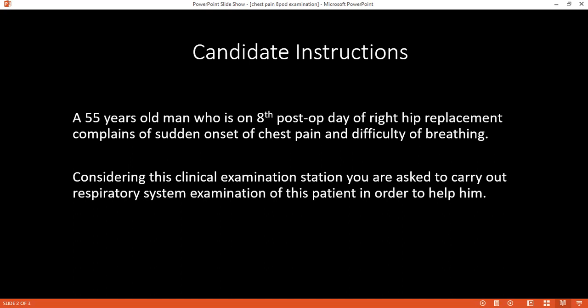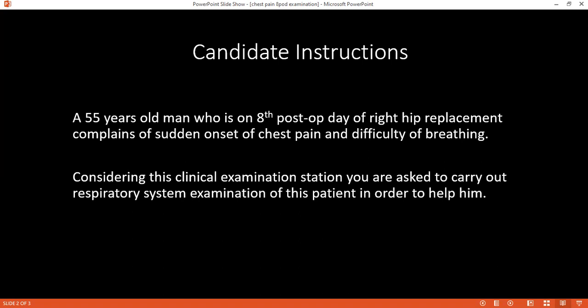First, I ensure that his airway is patent. If he's talking to me, that means his airway is patent. Otherwise, if he's unable to talk to me and his saturation is dropping without the oxygen mask, then I will examine his oral cavity, and if there is any obstruction, I'll try to relieve it. After that, I'll go for the breathing and assess the breathing.